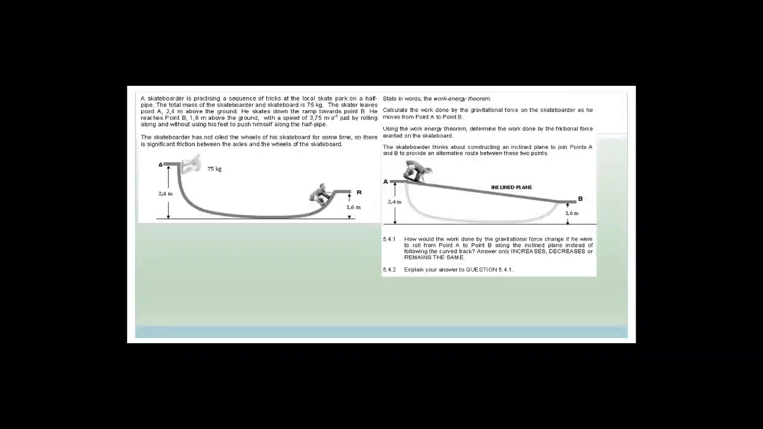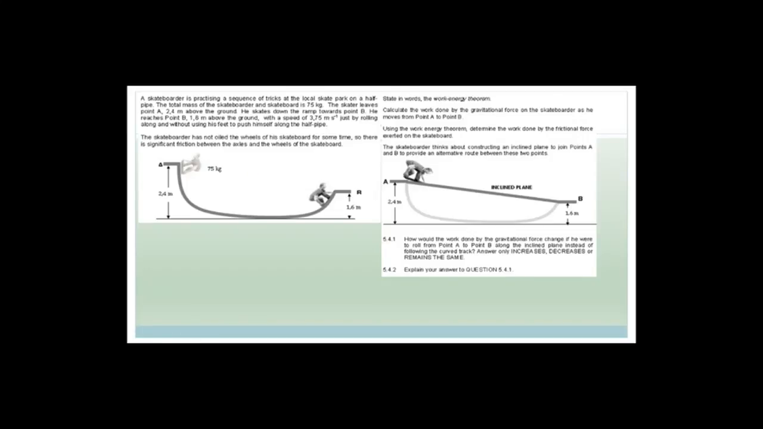Right, let's do another question. It says a skateboarder is practicing his tricks, a sequence of tricks at a local skate park on a half pipe. So this is a half pipe, right? It says the total mass of the skateboarder and the skateboard is 75 kgs.